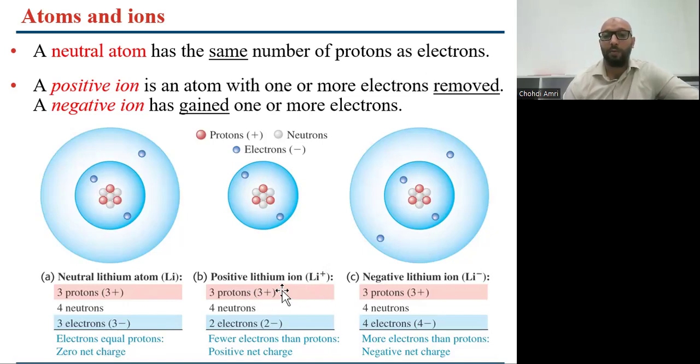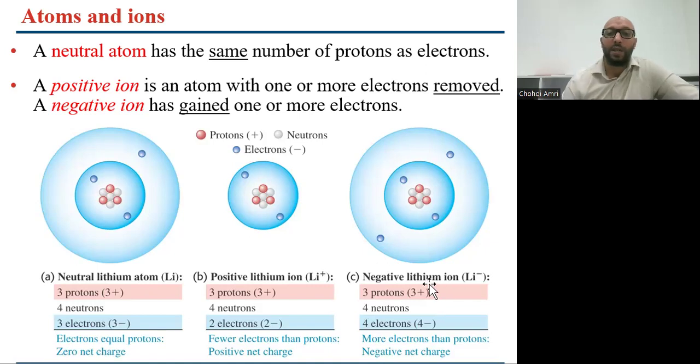But now, if the lithium atom loses one negative charge, one electron, the number of protons will stay the same, +3, but the number of electrons will be 2, and the total charge is -2 for the electrons. What is the net charge of the atom? The net charge of the atom, 3 plus 2 minus, will be plus 1, and we talk about a positive ion.